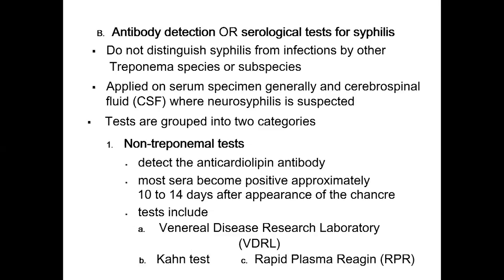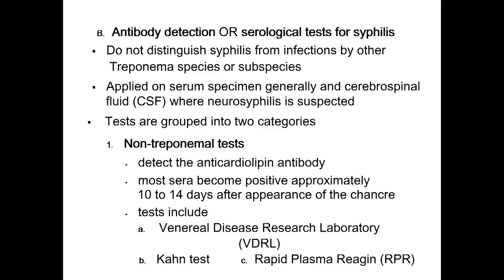So the serological tests, if we look at them, can also be separated into two categories, relying on the antibodies we talked about earlier. The first lot are non-treponemal tests, and these detect the anti-cardiolipin antibody, the one we mentioned first, the one we said has many names. The tests used to detect it are referred to as non-treponemal tests, and most sera of infected patients become positive approximately 10 to 14 days after appearance of the chancre.